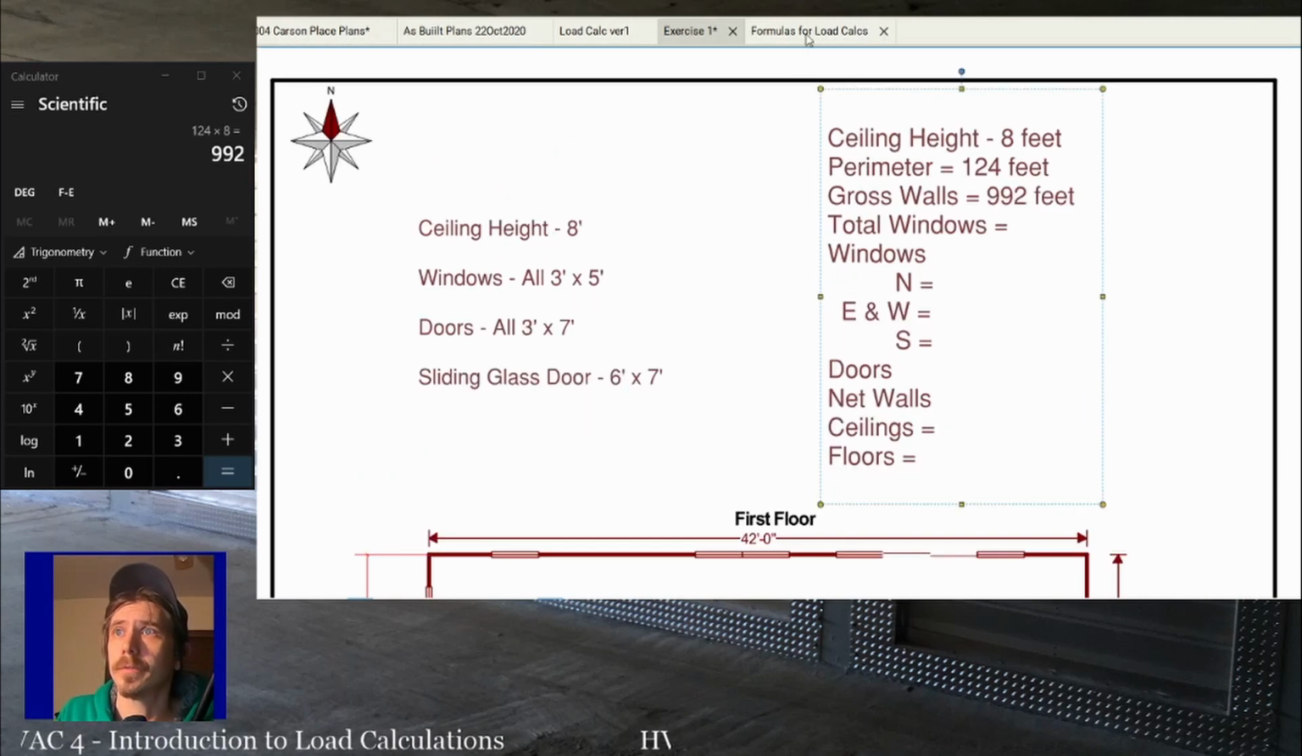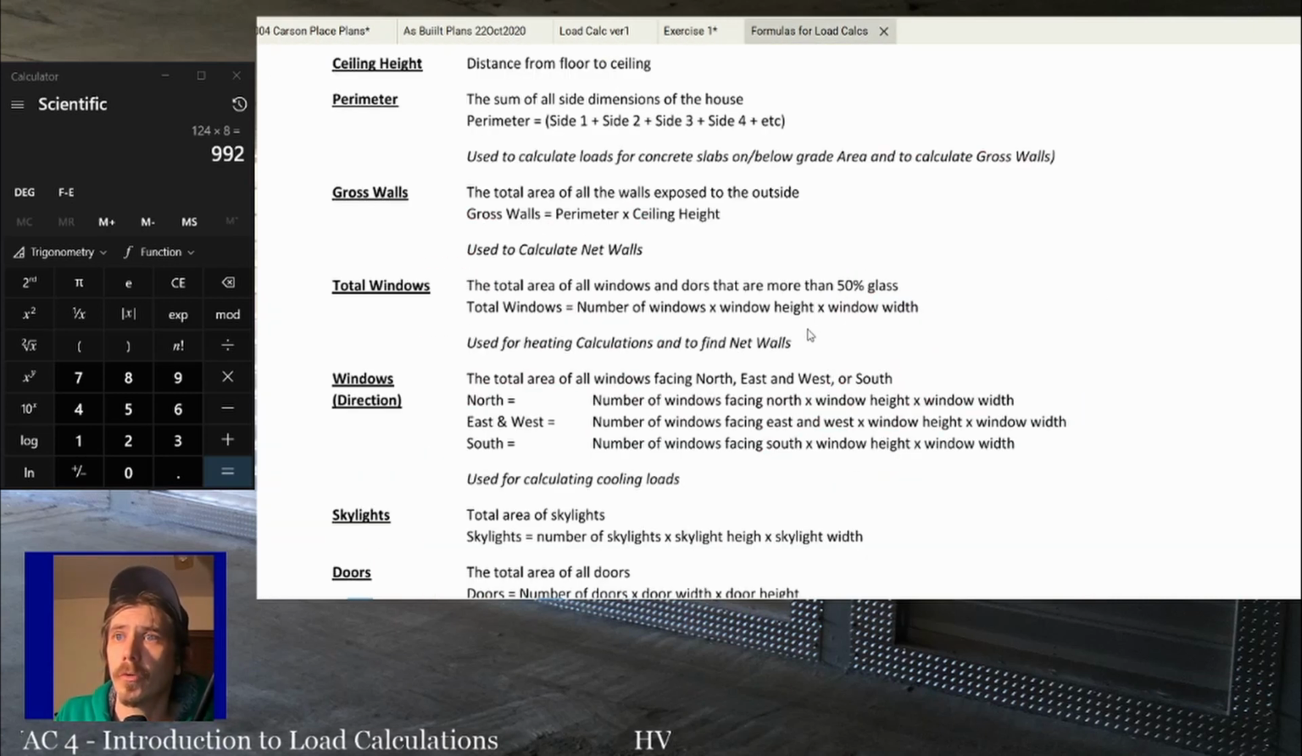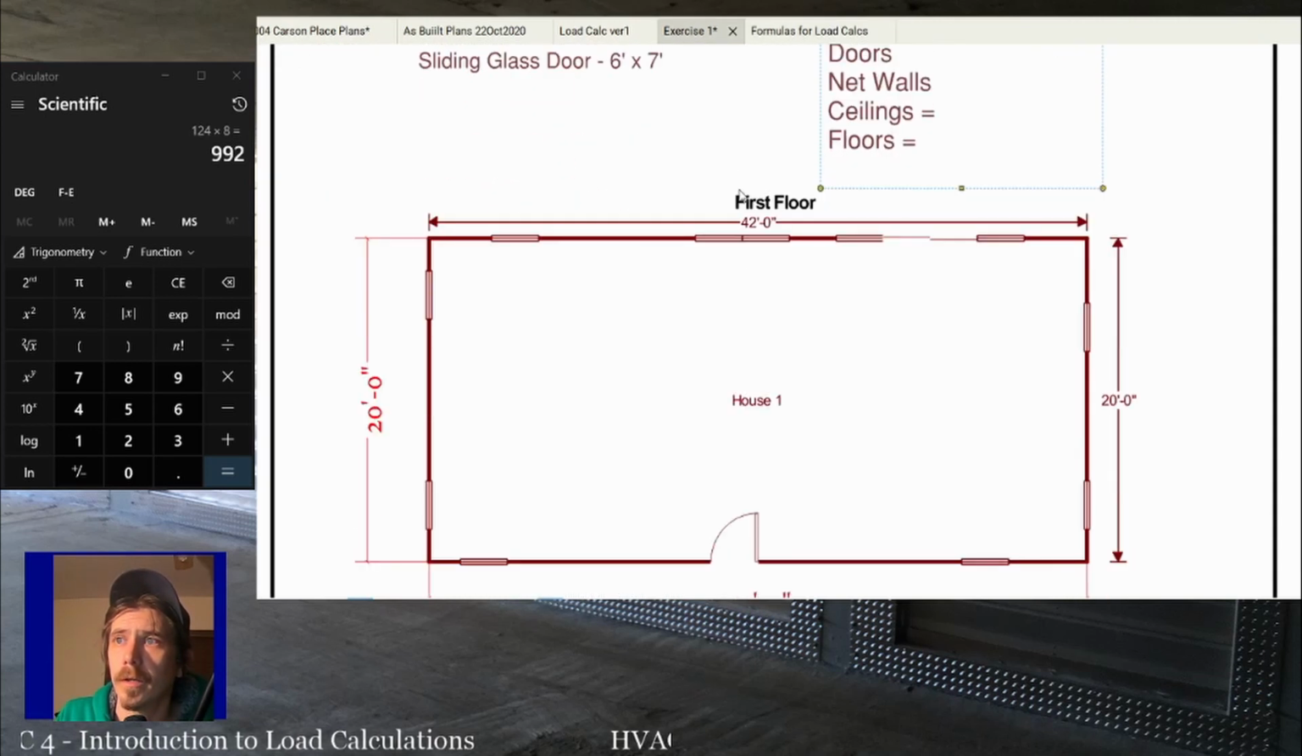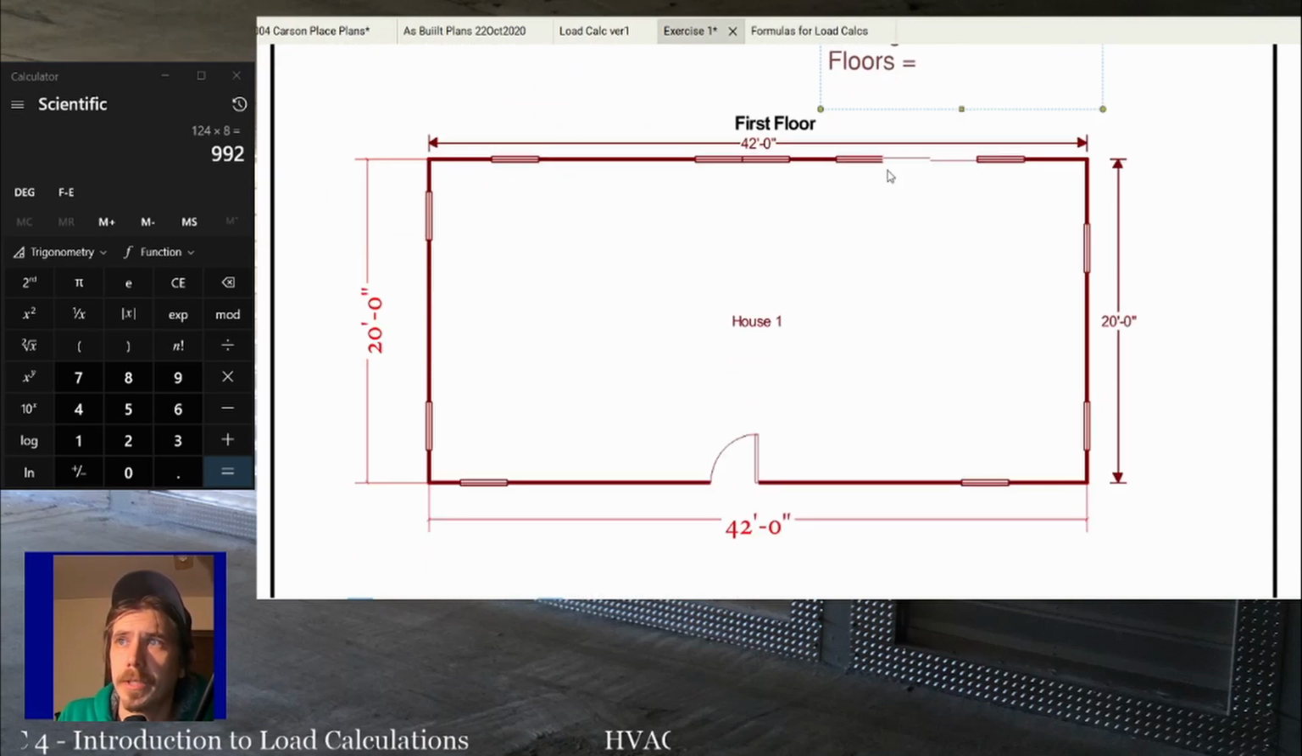Total windows. So, total windows, the total area of all the windows and doors that are more than 50% glass. Total windows is number of windows times window height times window width. So, on your guys' quiz, I did not put a sliding glass door. But here's all the building elements we have here, right? This is a door. These little double lines here are all your windows. Okay? And then this, if you see this symbol right here, that is a sliding glass door.